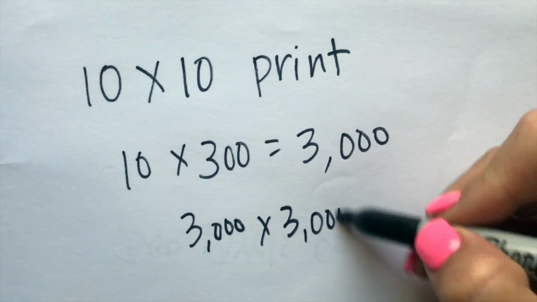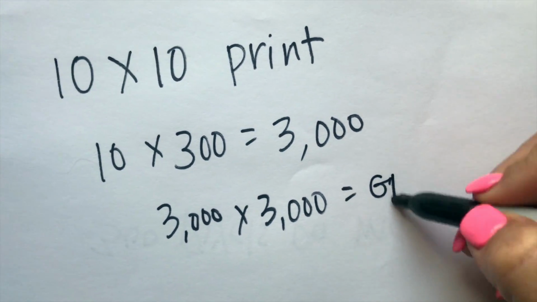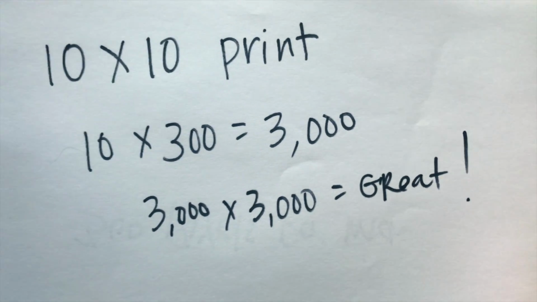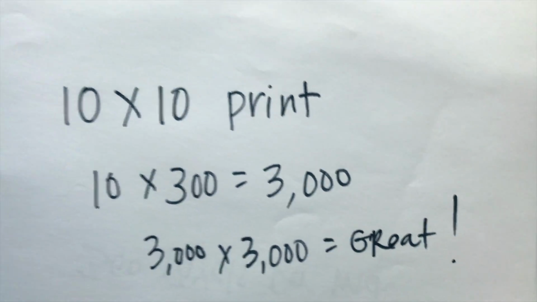To keep it easy, let's take a 10 by 10 print. Say I want a 10 by 10 photographic print. What would be the perfect amount of pixels or resolution for that print? What we do is we multiply by 300, because we have 10 inches. So 10 inches times 300 gives us what? 3,000.